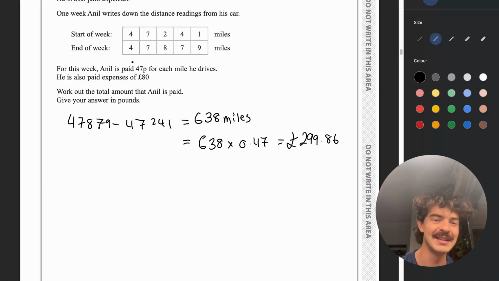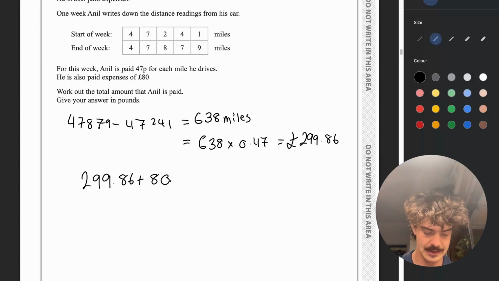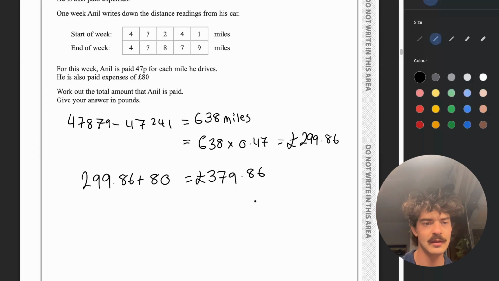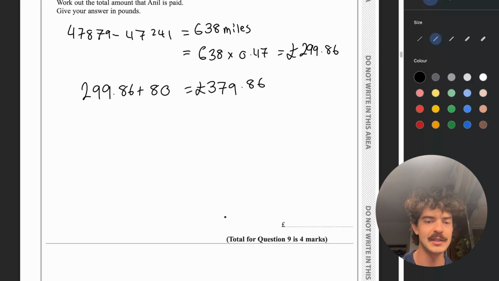Excellent. He was also paid the expenses of £80. So there you go. We want this 299.86, and we're going to add the 80 to it. And we're left with £379.86. Give your answer in pounds. Yeah, there we go. That is it. Happy days. Let's move on.